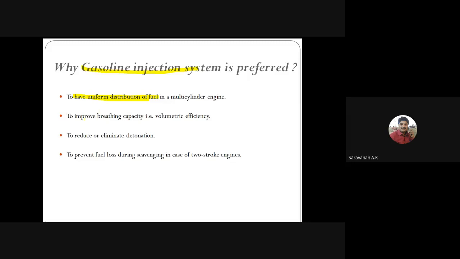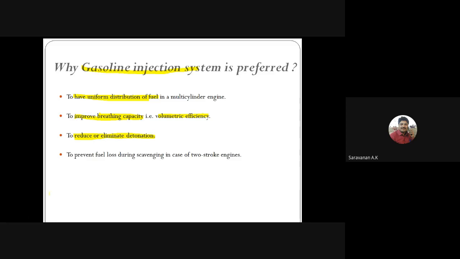And we have to improve the volumetric efficiency, that is, the breathing capacity, right? And we have to reduce or eliminate detonations. When the irregular mixtures go into different cylinders, due to that distribution, the detonation will occur. So we have to reduce and eliminate the detonations.